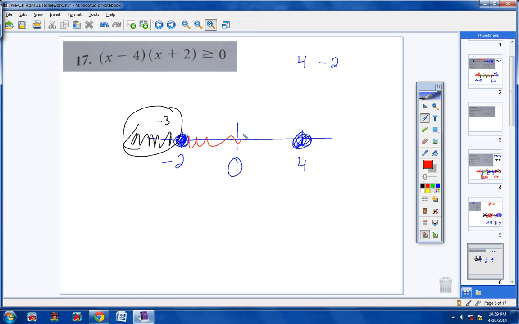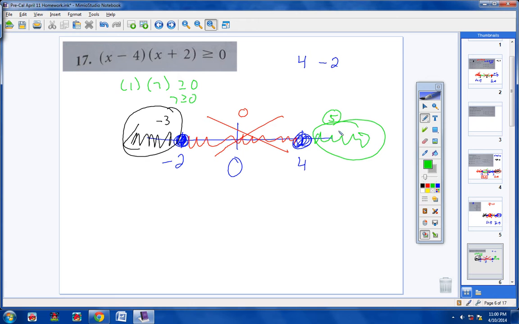Now let's try the section here between the negative 2 and the 4. Let's test 0. Put a 0 in for x. 0 minus 4 is negative 4, and 0 plus 2 is 2. And a negative 4 times 2 is a negative 8. Negative 8 is definitely not greater than 0. So that segment there, that region, does not work. Now let's go ahead and try this one to the right over here, and we're going to test 5. Okay, so 5 minus 4 is 1. 5 plus 2 is 7. 1 times 7 is 7. 7 is definitely greater than 0. So this section here does work.